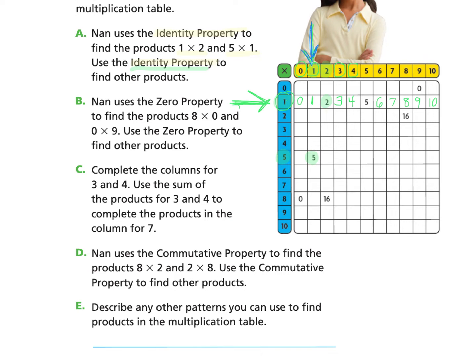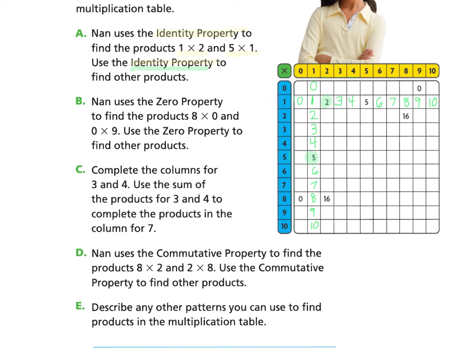I'm going to go up and down this time. So 1 times 0 is going to be 0. 1 times 2 is going to give me 2. 1 times 3, and so on. So I'm going to just fill the rest of this chart out using the identity property to complete the chart.